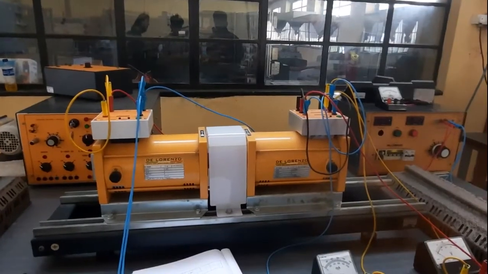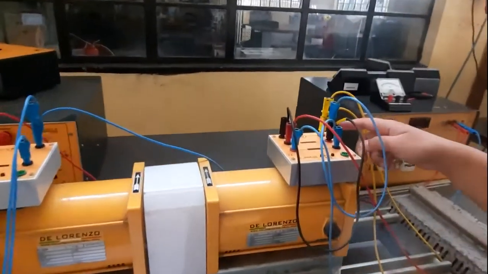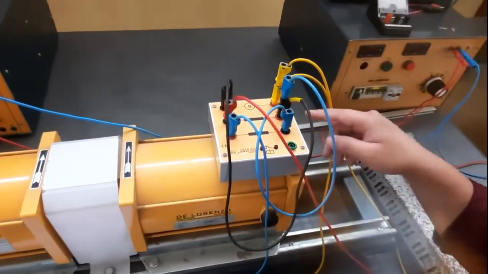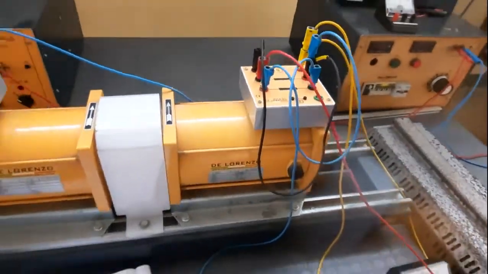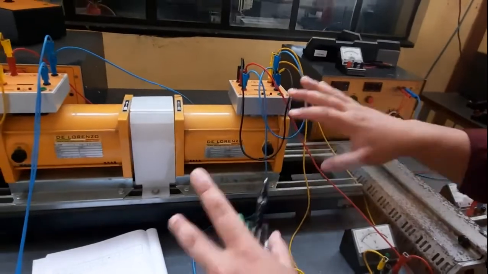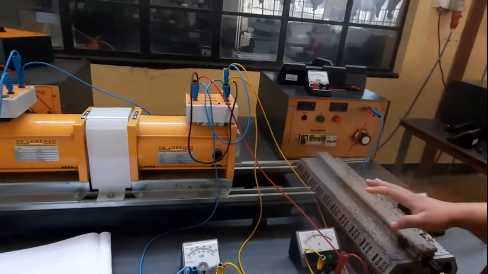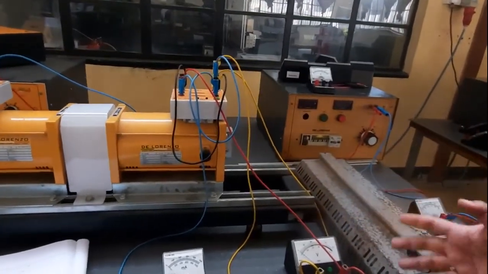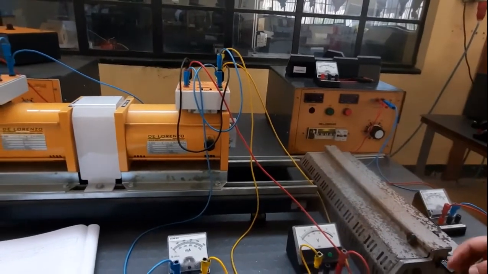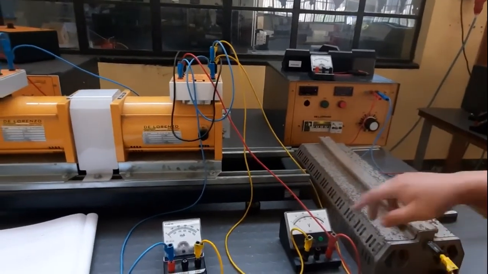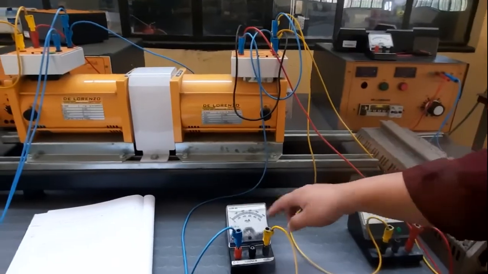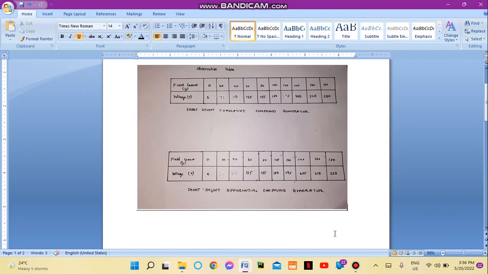For this second part, we have exchanged the D1 and D2 connections. We just interchanged them, and we are going to keep everything in the setup the same, and follow the same procedure and see the terminal voltage when we change the field current. Now we have done our practical, and we are going to present our observation table.